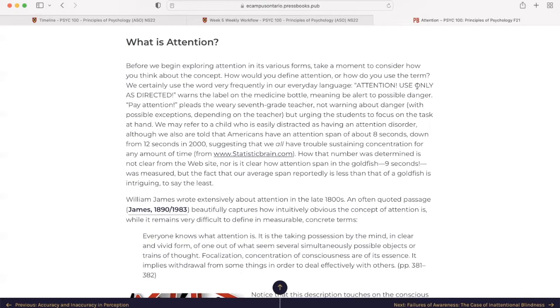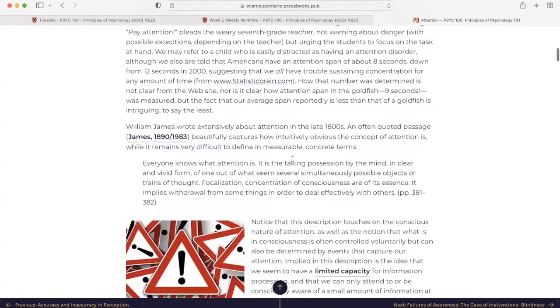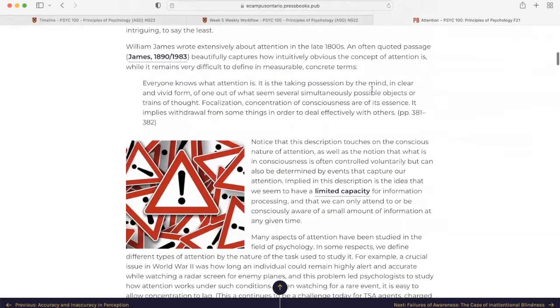How that number was determined is not clear, nor is it clear how attention span in the goldfish, 9 seconds, was measured. They're talking about a website here. And the fact that our average span reportedly is less than a goldfish is intriguing, to say the least. William James wrote extensively about attention in the late 1800s. His often quoted passage beautifully captures how intuitively obvious the concept of attention is, while it remains very difficult to define in measurable, concrete terms.